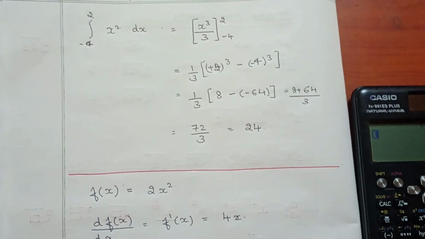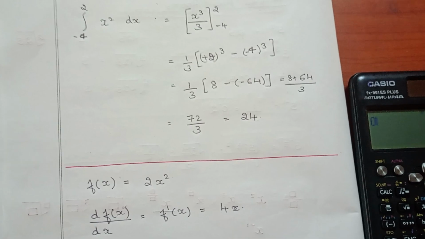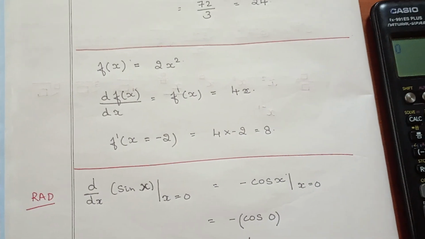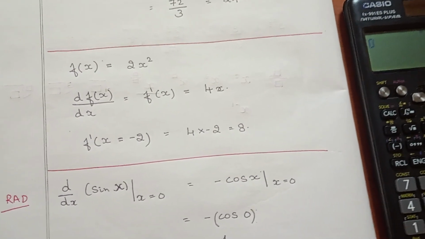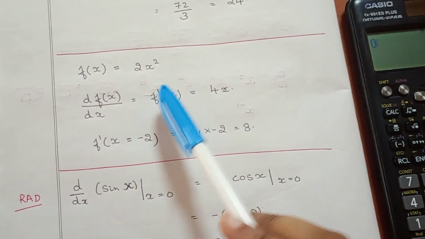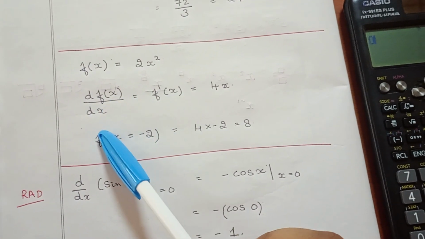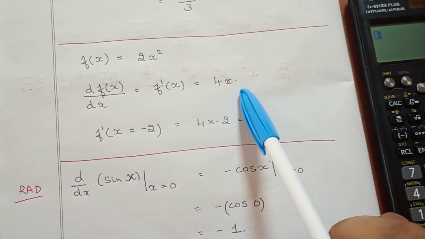We can do some limited amount of calculus, both differentiation and integration, in the fx-991ES Plus also. First we will do differentiation. Here I have taken two examples: 2x square, which is a non-trigonometric equation, and the next one is a trigonometric equation, sin x. Now we want to find the value of this particular equation after differentiating, at a certain value of x. So d by dx of f of x, which we will denote as f dash of x, is 4x.